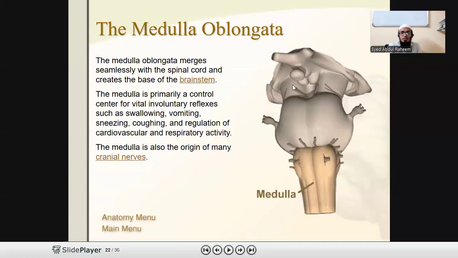Next, medulla oblongata. This is the medulla oblongata. It is related to the brainstem: pons, midbrain, and medulla oblongata. It controls swallowing, vomiting, sneezing, coughing, cardiovascular activity, respiratory activity, and it has cranial nerves. The medulla has cranial nerves. Okay, this is the origin of cranial nerves.